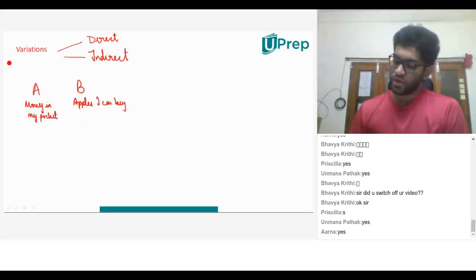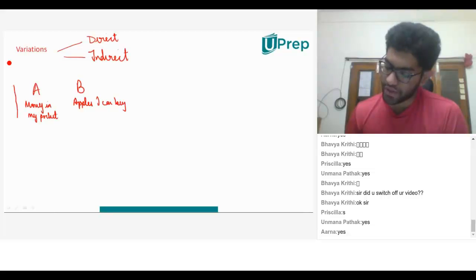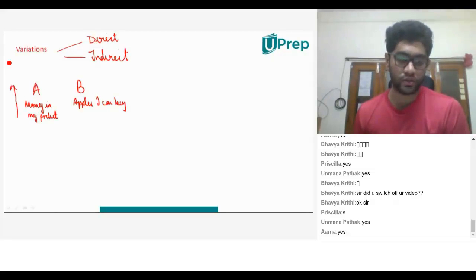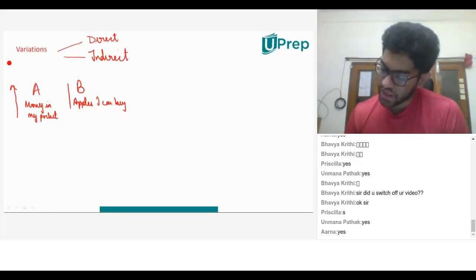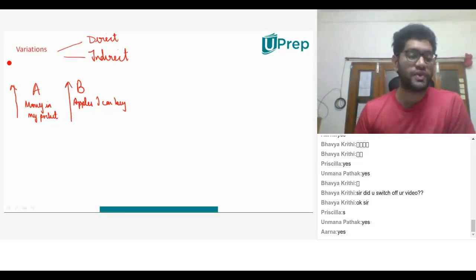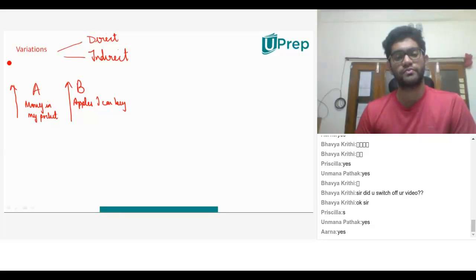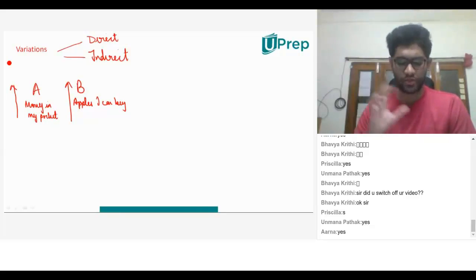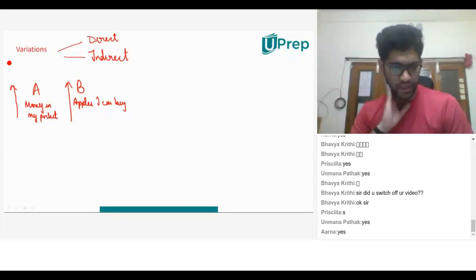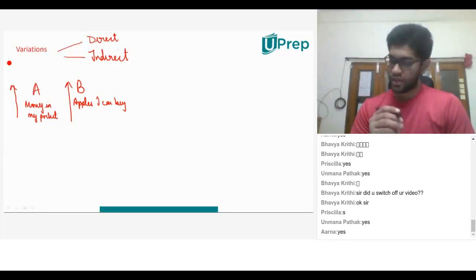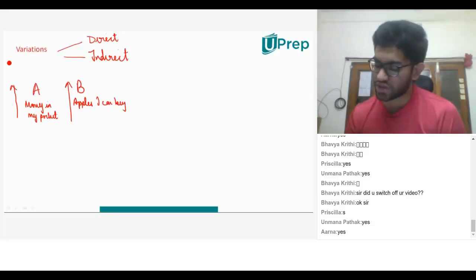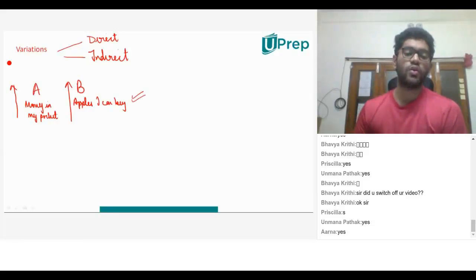When the money in my pocket went up from 10 to 20 rupees, the number of apples that I was able to buy also went up from 5 to 10 apples. All of you agree with me? Think logically. We'll come to the mathematical aspect later. Clear? Now, this is the concept of direct variation. Now, what would indirect variation be?